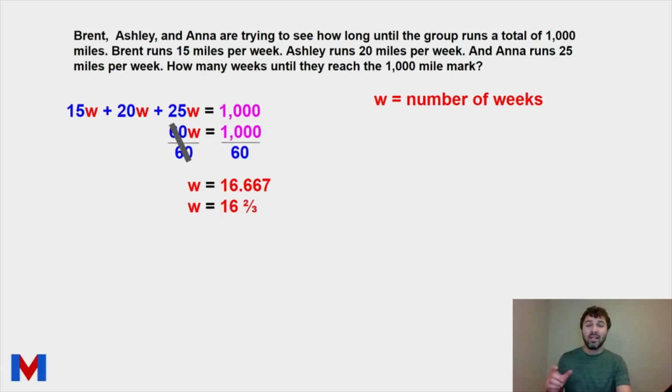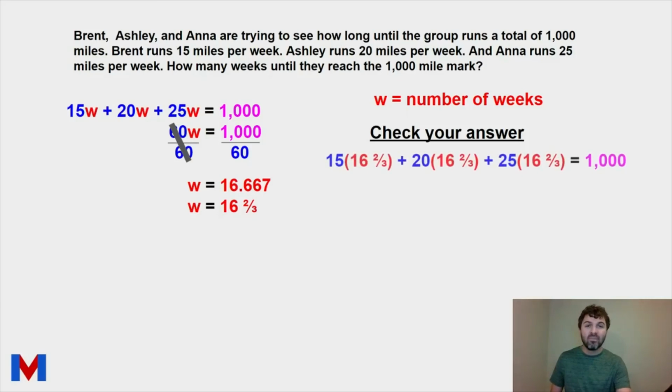So again, we could have made some errors. So let's check our work. And we do that by plugging our answer in for W, in this case, in that original equation. And I'm going to use the 16 2/3, just because it's more accurate, so I don't get some weird number at the end where I'm trying to figure out, is this actually true or not?